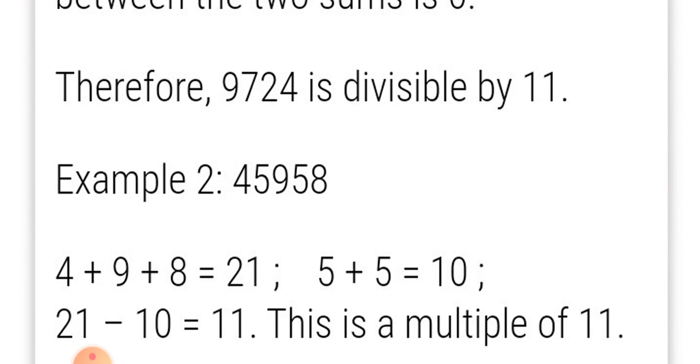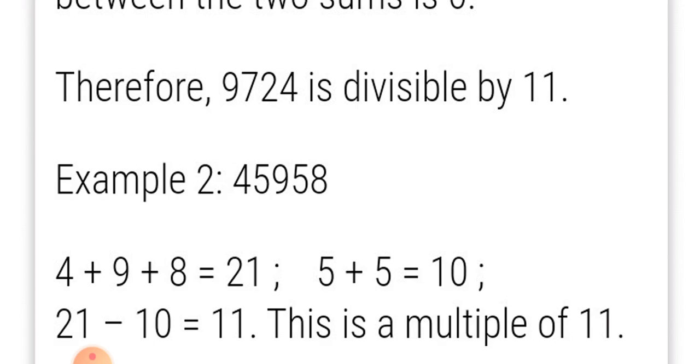It's 45,958. We know we have to take the alternate places and add them. Start from the leftmost side. The 10,000 place digit is 4. Now 4, you skip the next place, then take the other one, that is 9. So 4 plus 9, then skip the next place and take the other. So you skip 5, you take 8. So 4 plus 9 plus 8, that is 21.